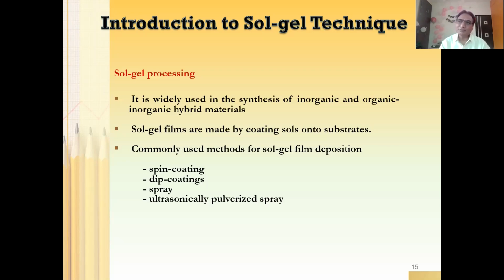There are 4 different sol-gel methods. Spin coating is part of sol-gel. We discussed spin coating in the first or second lecture. Another sol-gel method is dip coating, and then spray and ultrasonic spray pyrolysis. So these are 4 different methods which are widely used for various technological applications, which we call sol-gel techniques.